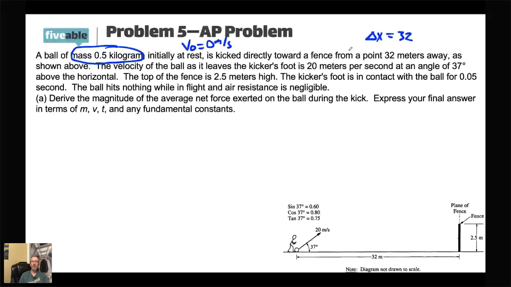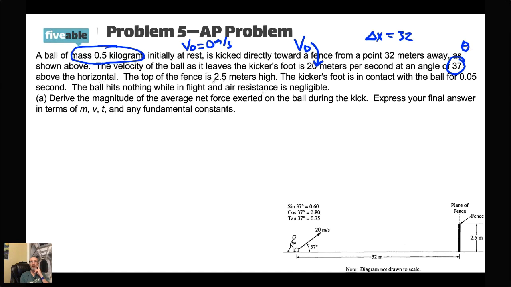Shown above, so on the actual problem, this picture was above everything else. The velocity as it leaves the kicker's foot is 20 meters per second. So it was initially at rest, but then the person kicked it. What we've got to do is change and say that this is the original velocity of the projectile, and that is after it makes contact, or just at the same instant that it makes contact with the foot. 37 degrees, that is our angle theta, and it's above the horizontal.